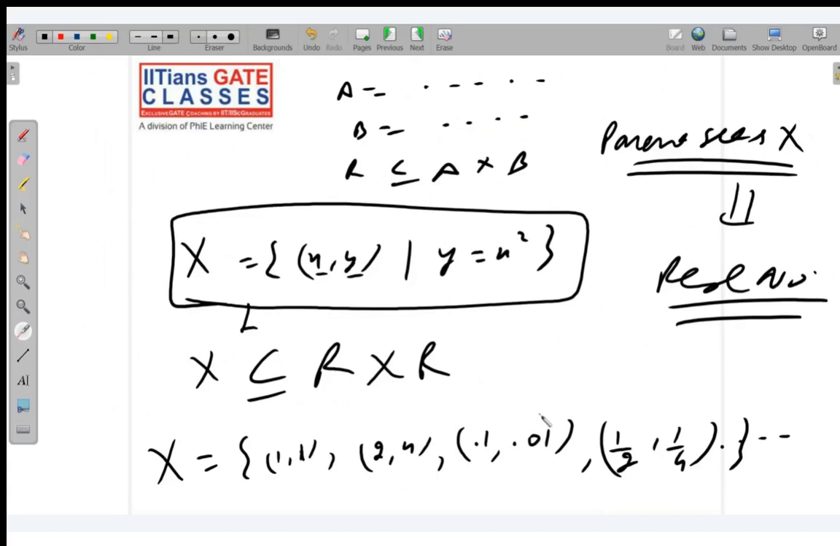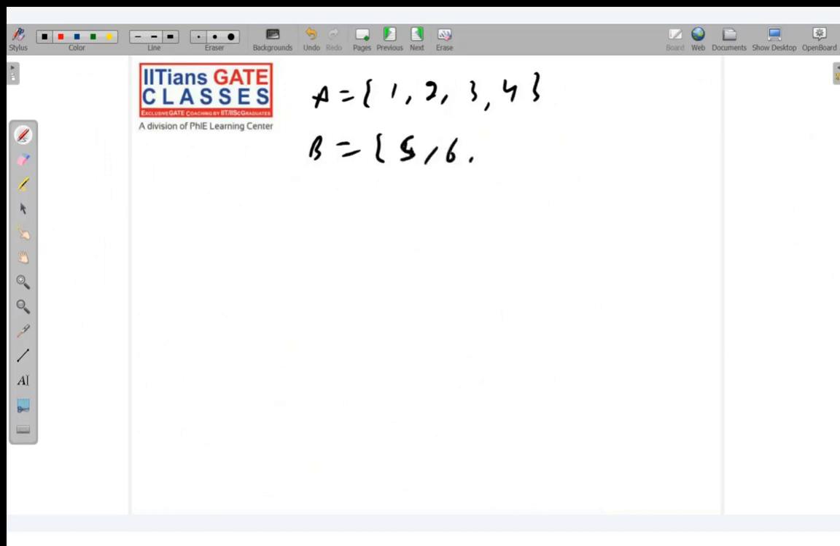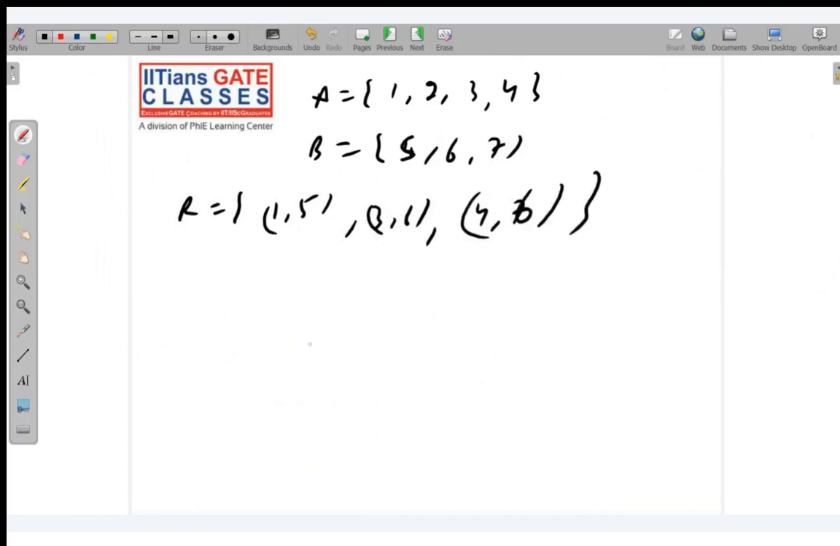So let me jump to the next slide. If you want, I can give a pictorial representation. Anyway, I have to show all these things later, but let me give you a small idea. Set A has elements 1, 2, 3, 4, and B has say 5, 6, 7, and I say relation R is (1, 5), (3, 6), (4, 6).